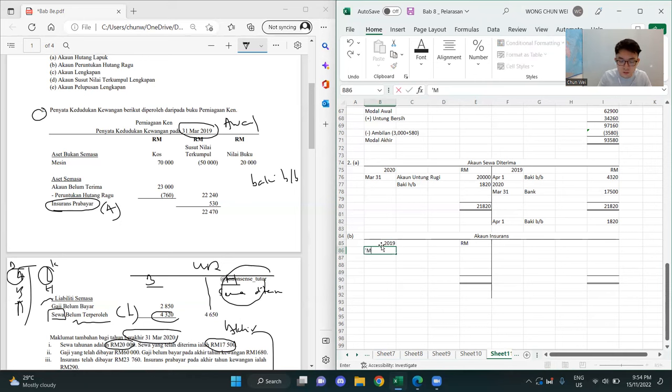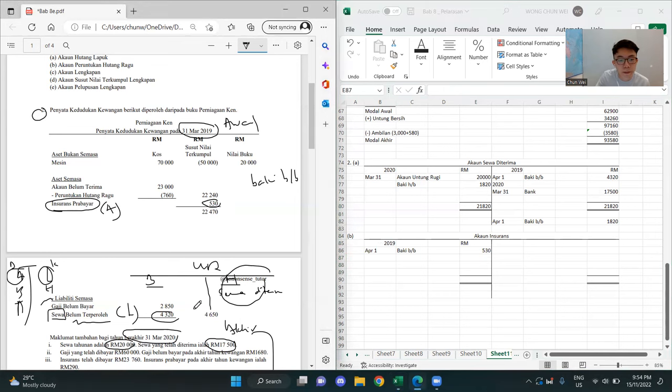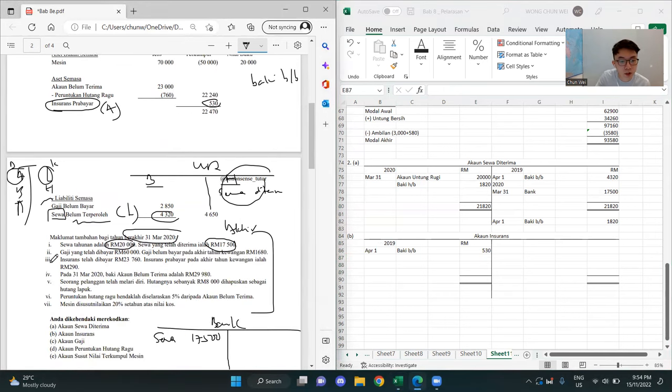here on April 1. So, your baki BB is a 530. This is an asset. That's on the debit side, 530. Okay, after that, look at your insurance. So this one.